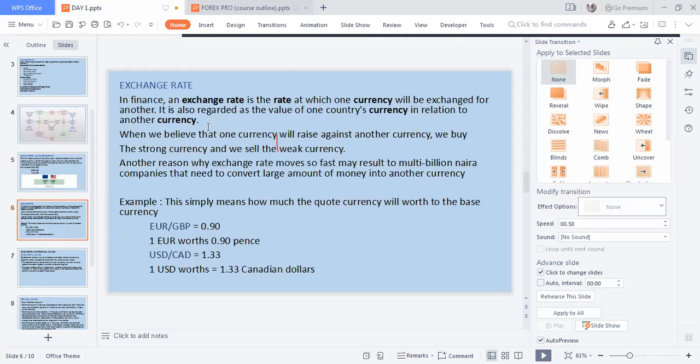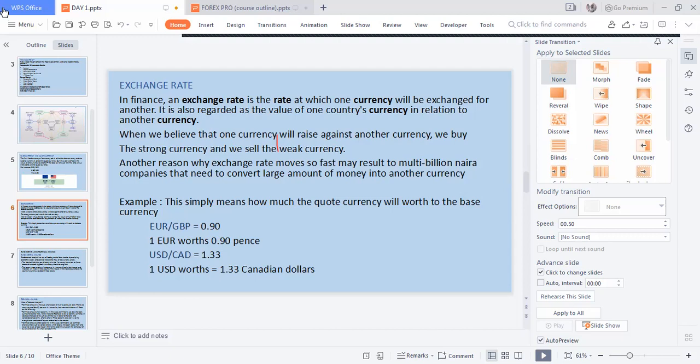The next thing I would like to talk about is exchange rates. Exchange rate is the rate at which one currency will be exchanged for another. It is also regarded as the value of one country's currency in relation to another. We believe that one currency will rise against another, so we buy, and we sell when we sell the weak currency. Exchange rate is more or less like we have 2 pairs. And of course, a currency pair is a combination of 2 currencies. If you look at my screen, you see that for Euro GBP, the exchange rate is 0.90.